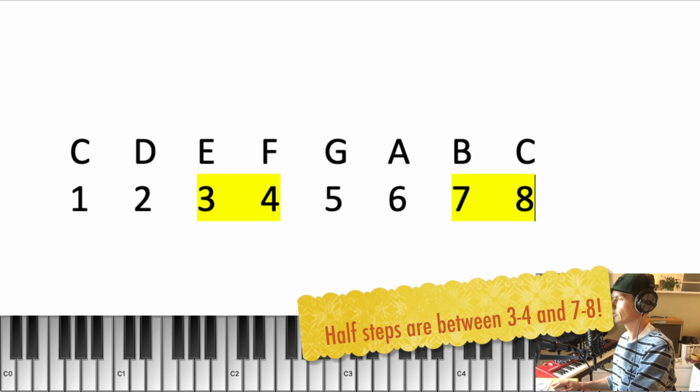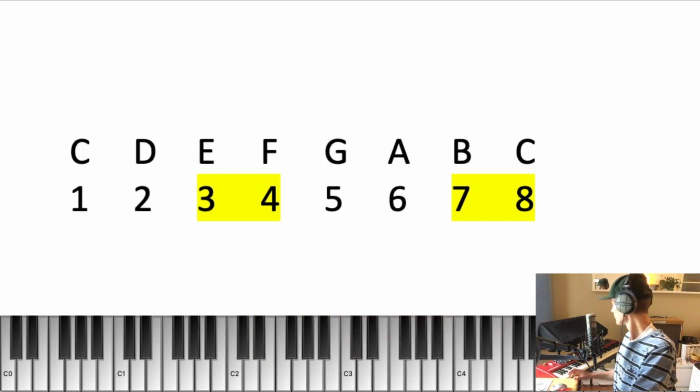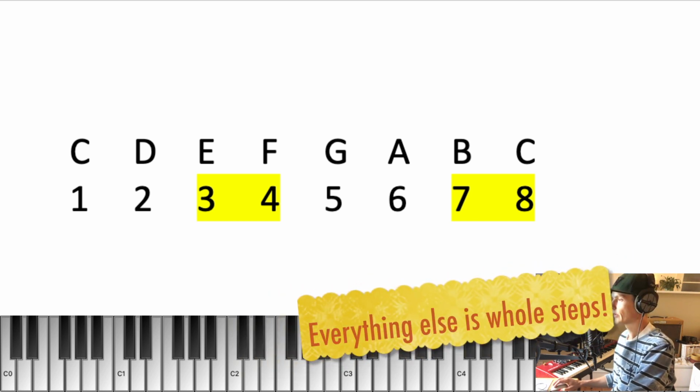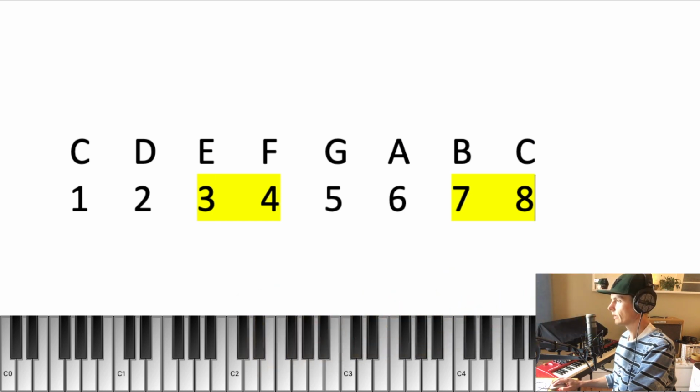Now let's just check the others. So between C and D, that's a whole step. D and E is a whole step. Now we're back to our half step between E and F. Now we have F-G, whole step, G-A, whole step, A-B, whole step, and we got our half step at the end. So the only thing we need to remember here is the half steps. If we remember there's a half step between 3 and 4 in a major key and between 7 and 8, then we can construct any major scale in any key.